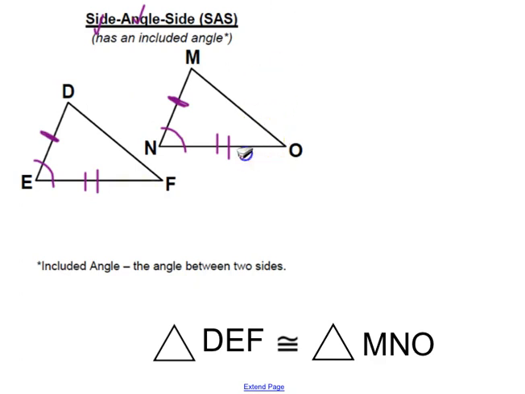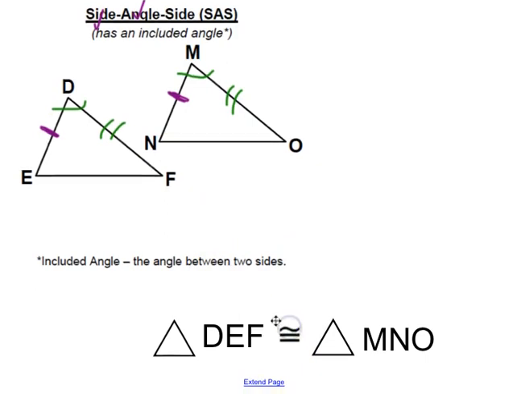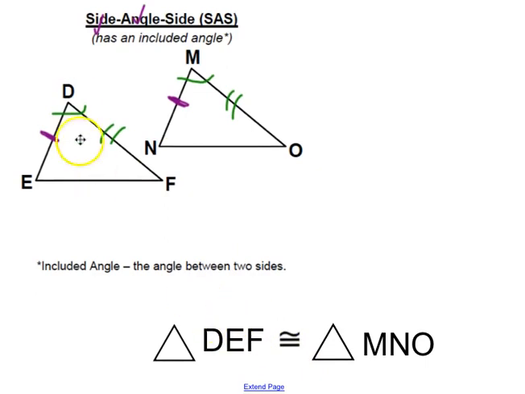Another way that could be written, for example, I could have gone upwards, get a green marker. I could have known that this angle was the same as this angle, and then I could have known that this side was the same as this side, okay? So I have a side, an angle, and a side as well, okay? So if that is true, then you know you have 2 congruent triangles. So I know this congruent statement is true. D, E, and F, and then M, N, and O. All right, so we've done side, side, side, side, angle, side.